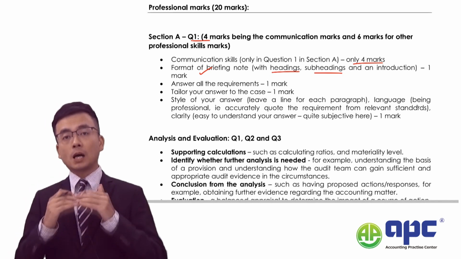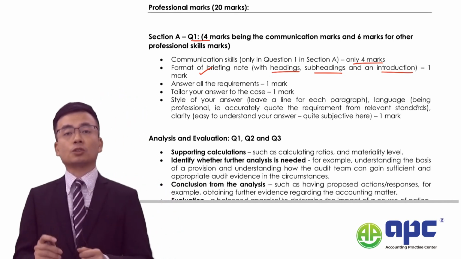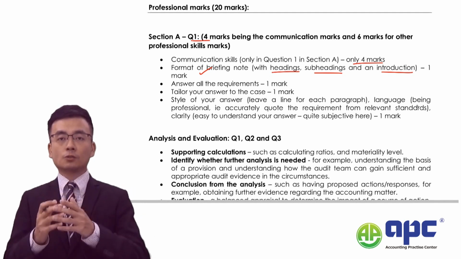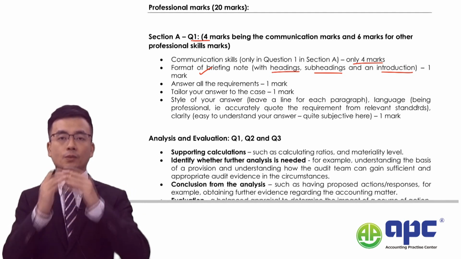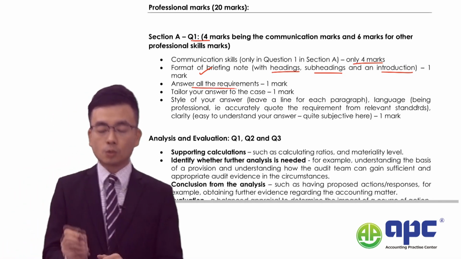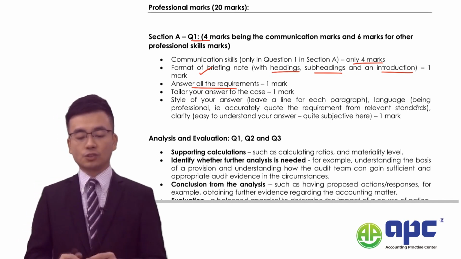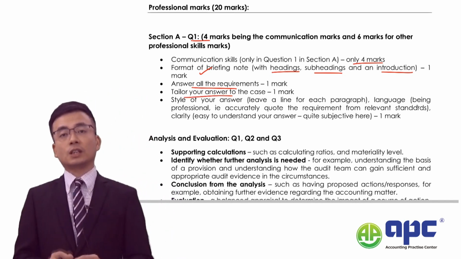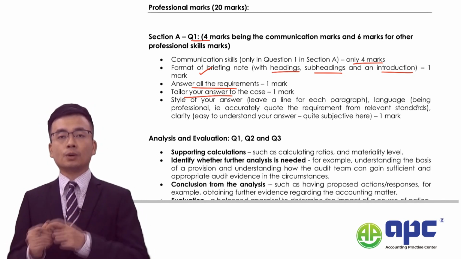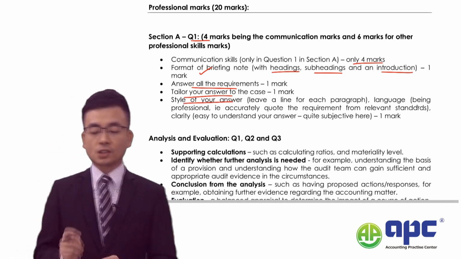And of course, for each paragraph that you make, a subheading could be helpful. And also an introduction as well. So, this briefing note or this report will answer requirements 1, 2, 3, and 4: audit risk, business risk, and so on. You need to answer all requirements. Missing that will cost you another 1 mark in the communication skill. And also tailor your answer to the case, so always say to the examiner what the firm should do, and you can put the client's name as well. And also the style of your answer.